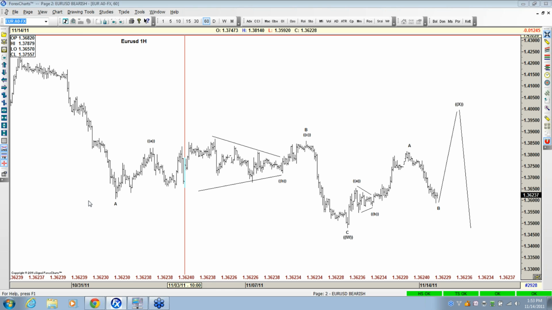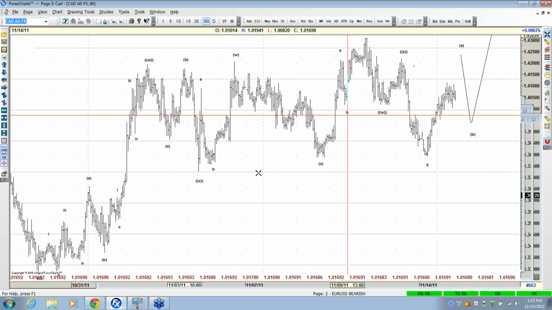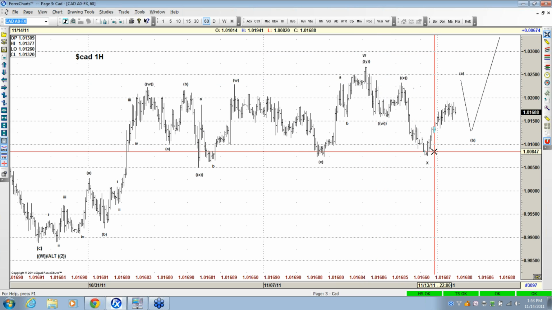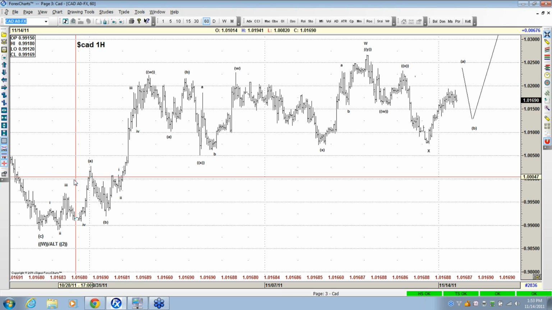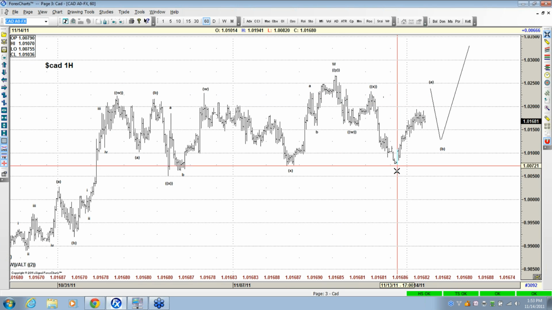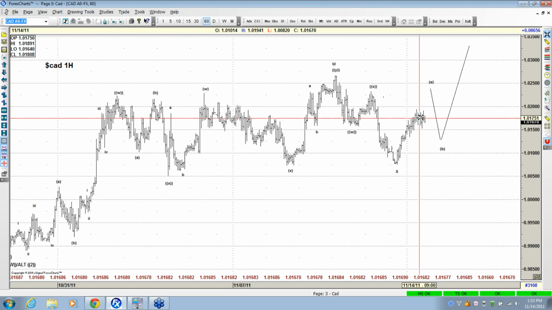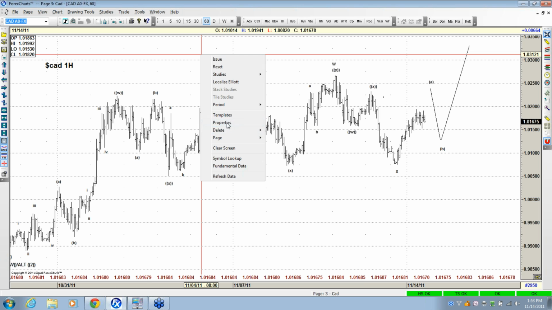The question is, the CAD from yesterday's open. I see 3 waves down in the CAD. I see 3 waves down in the CAD, and then you want to see it from here, right? Exactly. It looks like a 5.